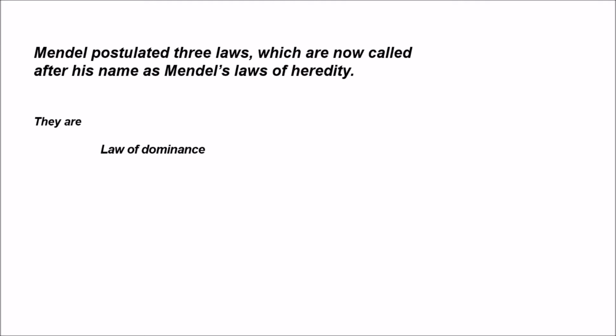They are the law of dominance, sometimes also called the law of dominance and recessiveness. Next, the law of segregation, and the last one, the law of independent assortment. Of these three laws, we can differentiate them into two. The law of segregation and the law of dominance give information and examples of monohybrid cross, whereas the law of independent assortment gives us information about dihybrid cross.